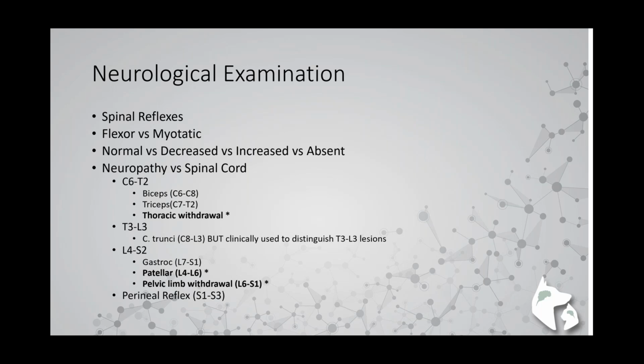So the big sections that we're testing, C6 to T2 is your front limbs. So you'll have biceps and triceps reflexes. These are generally not 100% reliable. They can be absent in normal dogs, but know that you can check those. The one that is truly sensitive in the front legs is a thoracic limb withdrawal. So we're going to pinch those patients between their toes and their little toe web, and we should see a full flexion of the carpus, elbow, and shoulder to get away from that stimulus.